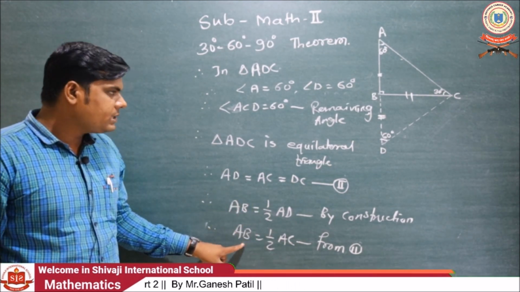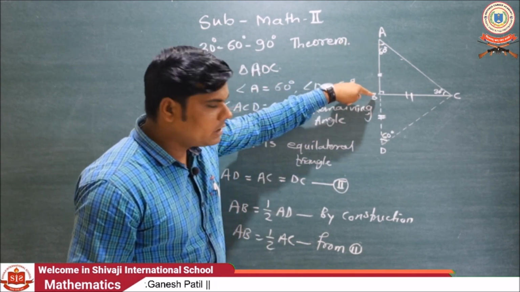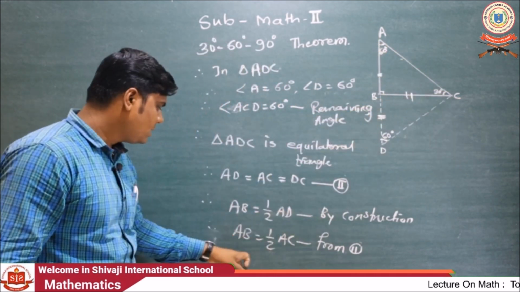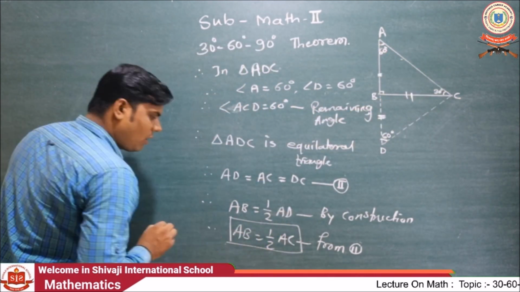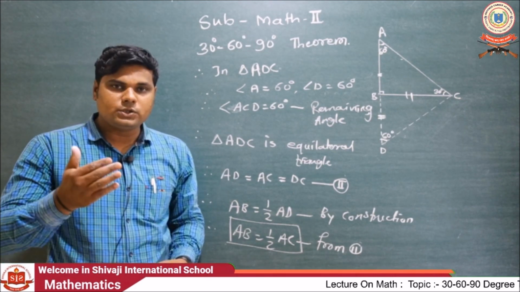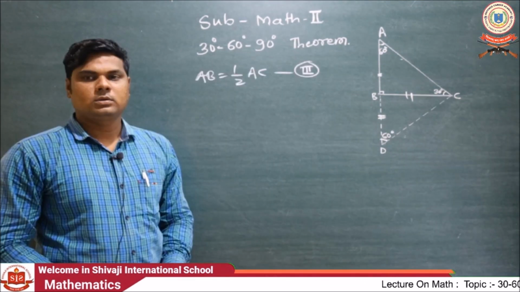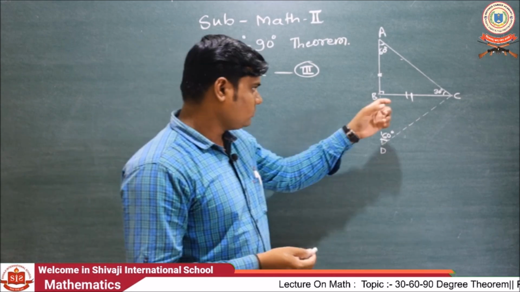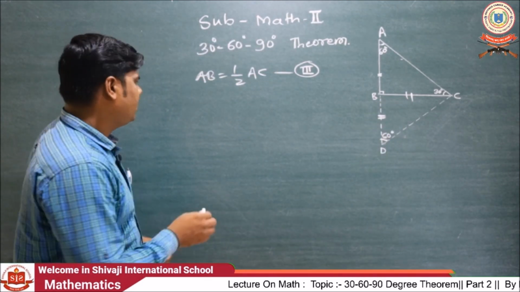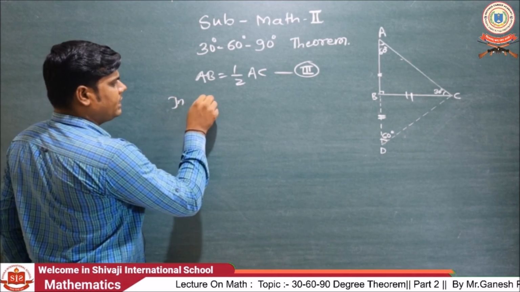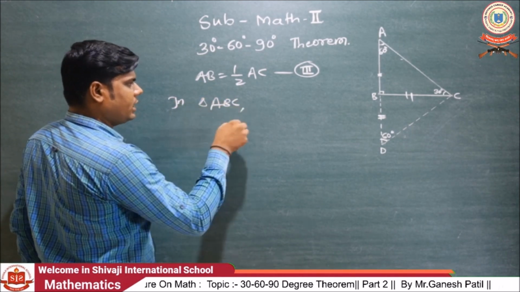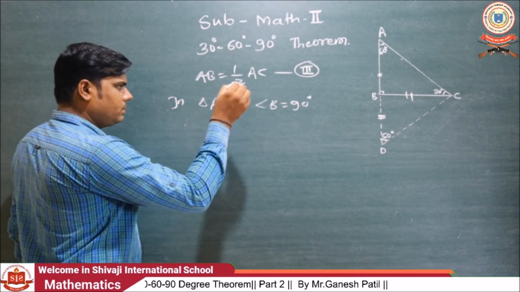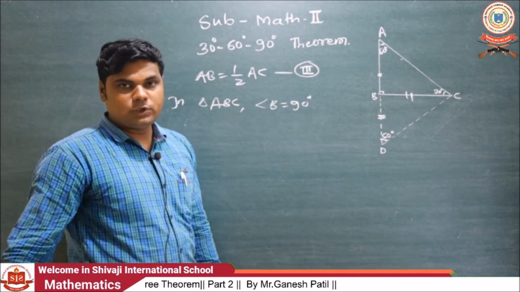Means AB, the side opposite to the 30 degree angle, is half of the hypotenuse. Hypotenuse means AC. This is the proof of the first part. Now we are going to see the proof of the second part. AB is equal to half of AC. This is equation number 3. Then in the given triangle ABC, angle B is 90 degrees. You know very well about angle B. Then this is a right angle triangle, so we can use the Pythagoras theorem.